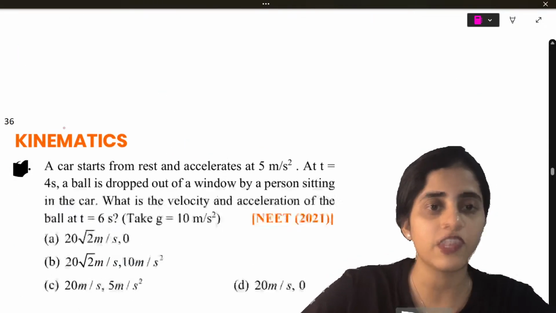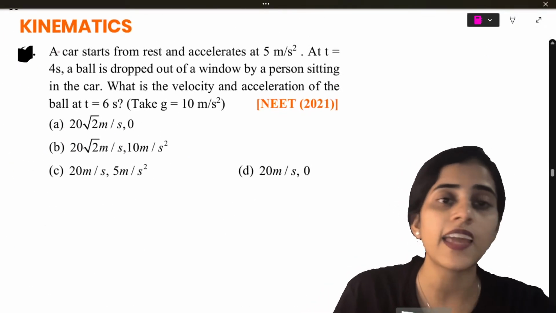Okay, you're all getting D. Very good. Next question. These are questions from Kinematics.